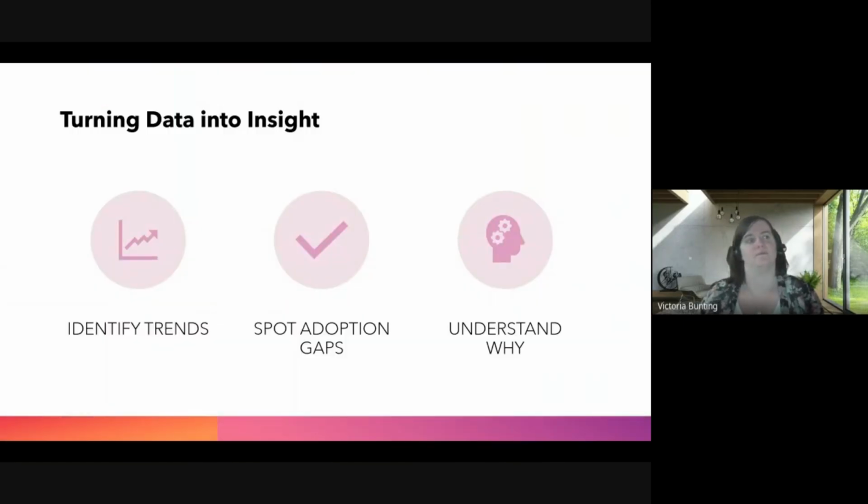So, turning the data into insights. This is where we shift from reporting to analysis. We're not just looking at what the numbers say, but where adoption's lagging and why. Really getting under the skin of why it's not hitting the mark where we were expecting. Low usage isn't failure. It's a signal that something needs attention and that something needs to be addressed.